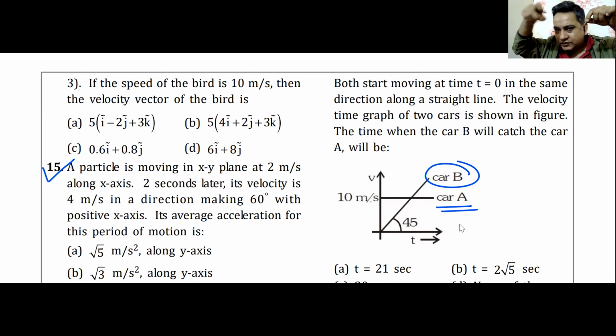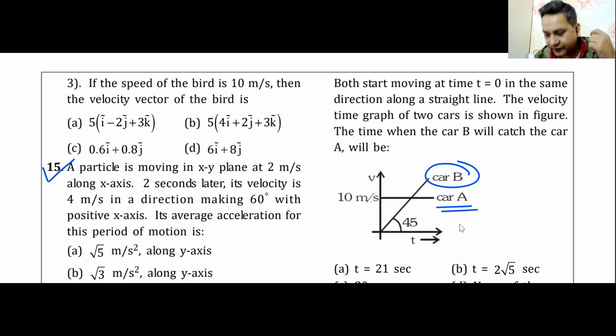So I'll become car A. This is car B. Initial velocity is 0. You have to find the velocity of car B with respect to car A. Initial velocity will be equal to velocity of car B minus velocity of car A. You will get the initial velocity of car B with respect to A. You know the displacement of B with respect to A. You know the acceleration of B with respect to A. You should be able to find out after how much time car B is able to overtake car A. Is it clear to everyone how I have done this?